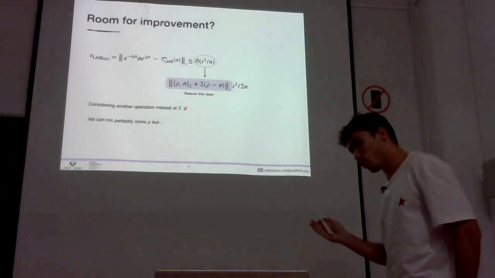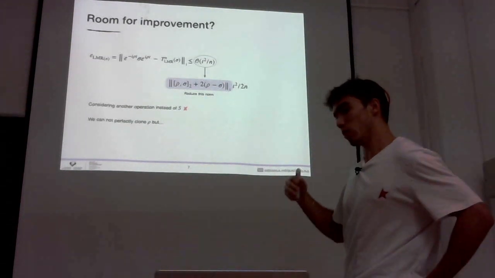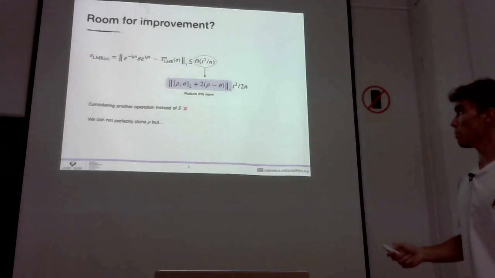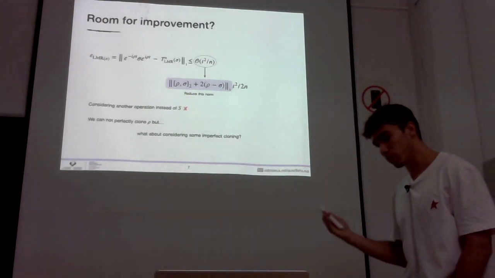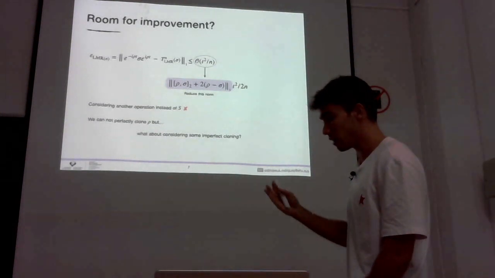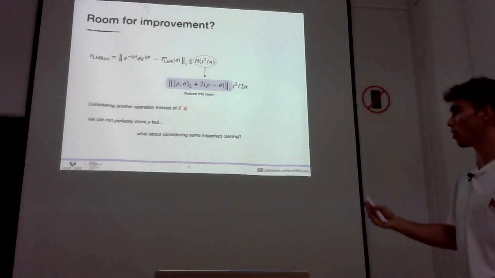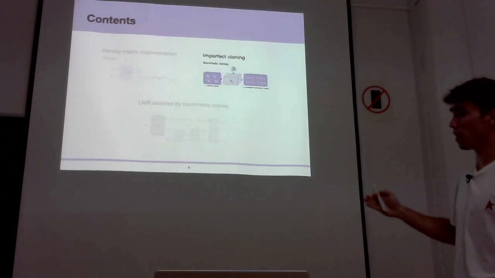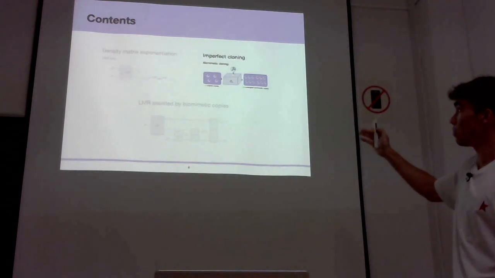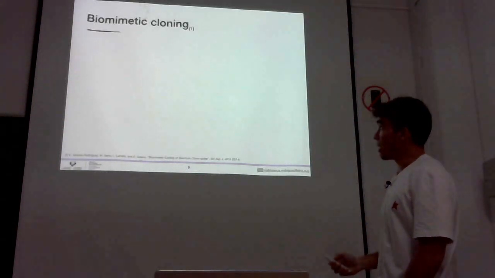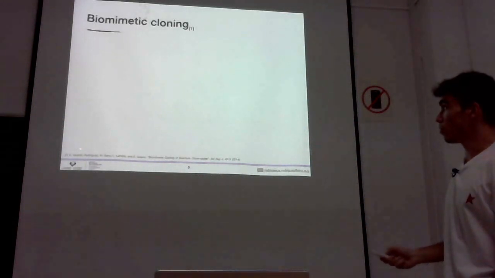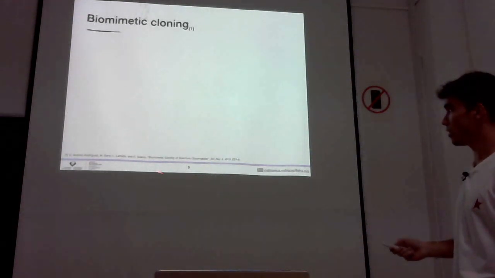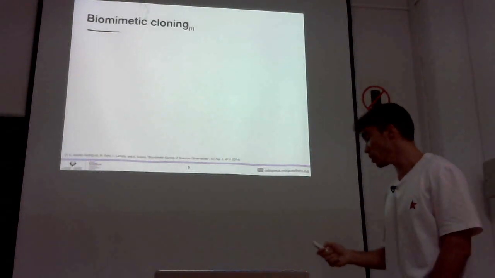So we know that we cannot perfectly clone rho. We need copies of rho, but we cannot clone this quantum state perfectly. But what about considering some imperfect cloning? We know that there are different approaches to perform imperfect cloning. There are different cloning machines. So we will consider a particular case, which is the biomimetic cloning. The biomimetic cloning was not proposed in this paper, but was extended in this paper, and this is what we use in this work.